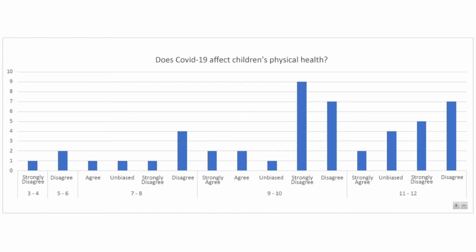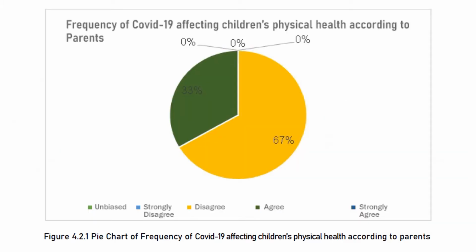if COVID-19 affects children's physical health. Similar to the previous one, we categorized the respondents into 5 different categories, which are strongly agree, agree, unbiased, strongly disagree, and disagree. And from this pie chart, we can see that 33% of the parents agree that yes, their children's physical health is being affected by COVID-19, while 67% of the parents disagree with this statement.